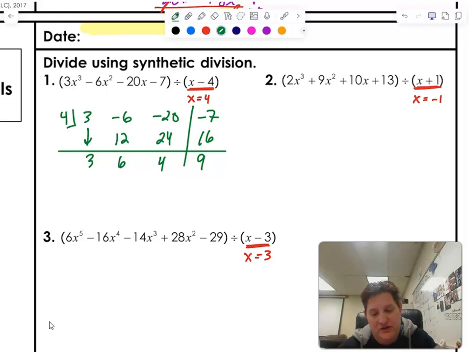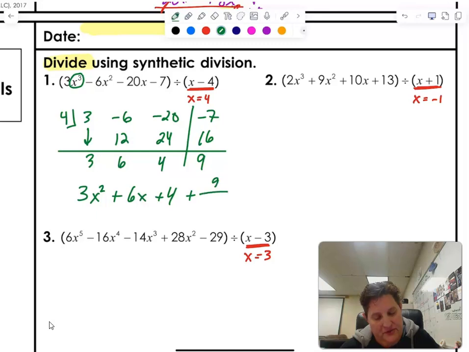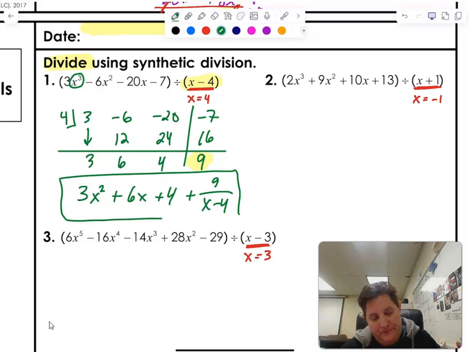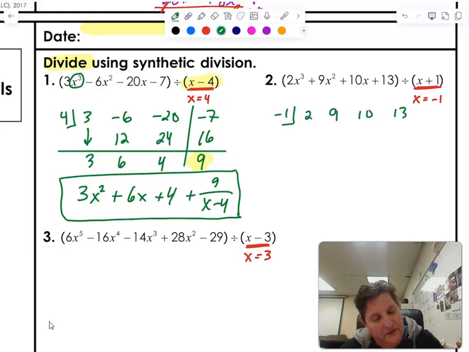Now, since the directions just say divide, it wants you to just write an equation, write your whole answer. So here's what I get. Remember, if it starts off as x to the third, it goes down 1. So it's 3x squared plus 6x plus 4. And then that's the remainder, 9 over the thing that I was dividing by, which is up there. So 9 over x minus 4.